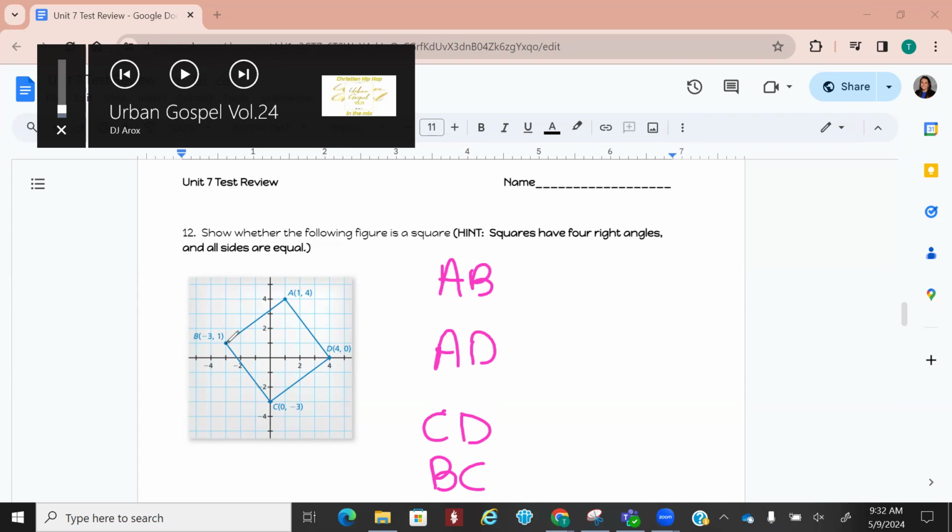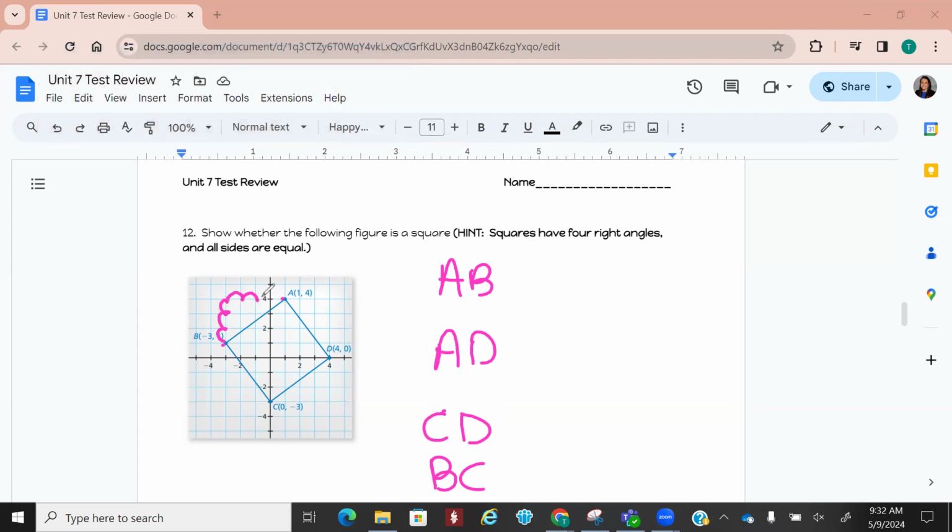Okay. So from B to A, we would go up 1, 2, 3, and over 1, 2, 3, 4. Up 3, over 4. Okay. From A to D, we're going down 1, 2, 3, 4, over 1, 2, 3. So negative 4 divided by 3. For B to C, we're going down 1, 2, 3, 4, right 1, 2, 3. So negative 4 divided by 3. And for CD, we went up 1, 2, 3, and go over 1, 2, 3, 4.